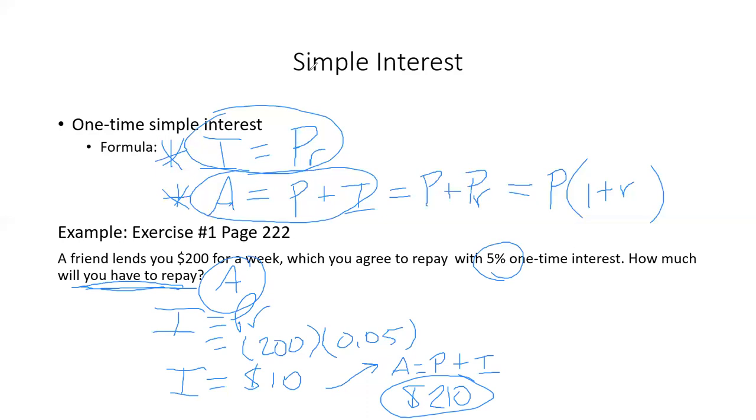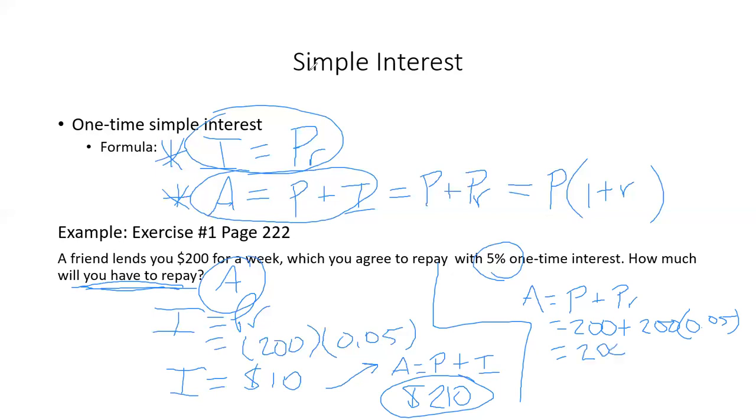The other way we could have looked at it, if we were comfortable with the other formulas, is we could have said, well, the amount we're going to have to pay is the principal plus the principal times rate. And notice here, we're taking that 200 and then we're adding in 200 times that 5%. We end up having the same 200 plus 10, or the same A value or final amount of $210. So it's whichever formula you're most comfortable with using.